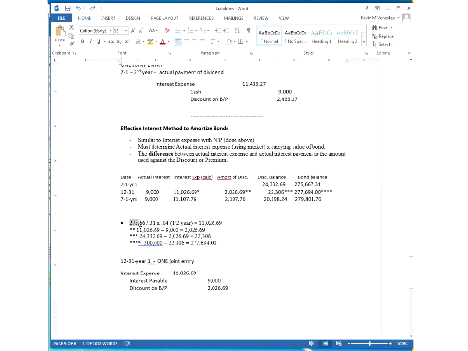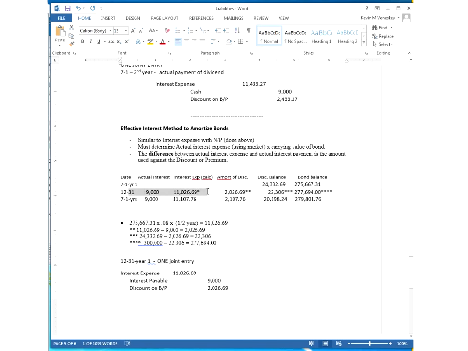And my actual interest is PRT, principal times rate times time. This is the principal of my bond, what the actual value is right now. And notice I did this times 4%. You could call it 8% times half a year, and that's fine too. When I did the 4%, I just automatically cut it in my head. And when you calculate this out, you get $11,026 compared to what I did on straight line, $11,433.